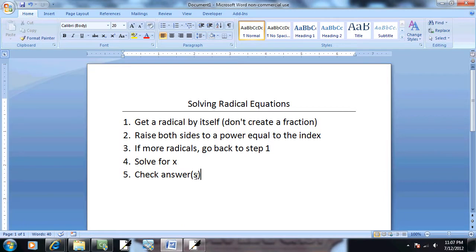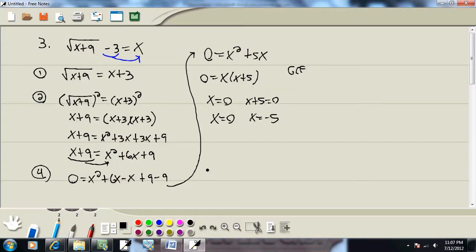And then the last step, check your answers. I don't normally put that on my steps, but on this particular one you have to, because this process gives you the right answers, but sometimes it gives you the false answers too. So you have to check them. Well, let's put 0 back up in our original problem. 0 plus 9 is 9. Square root of 9 is 3. 3 minus 3 would give us 0 on the left side. If I put 0 over here, we'd have 0. So we'd have 0 is equal to 0. So that checks.